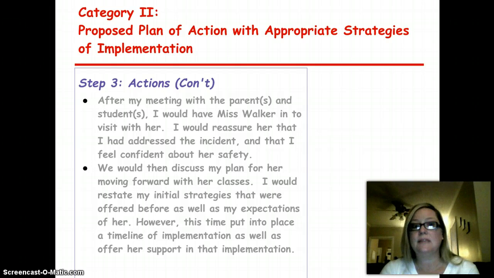I would restate my initial strategies that were offered before, as well as my expectations of her. However, this time I would be putting into place a timeline of implementation, as well as offer her support with that implementation.